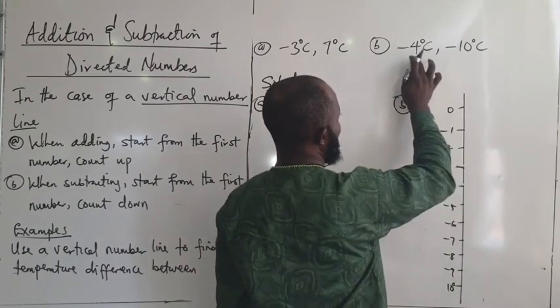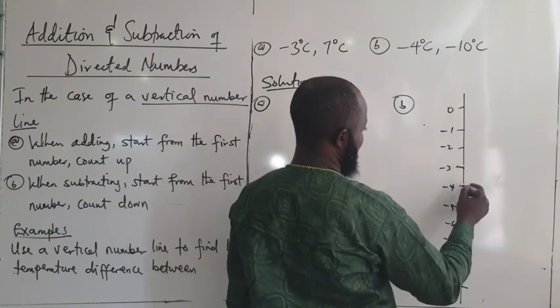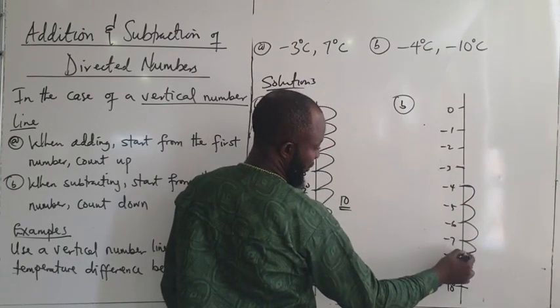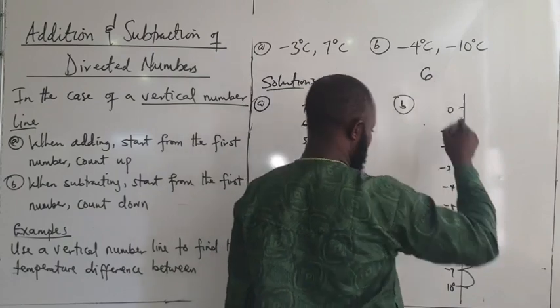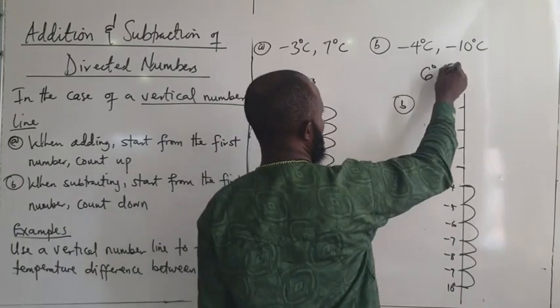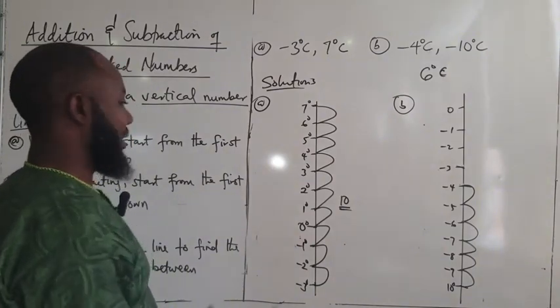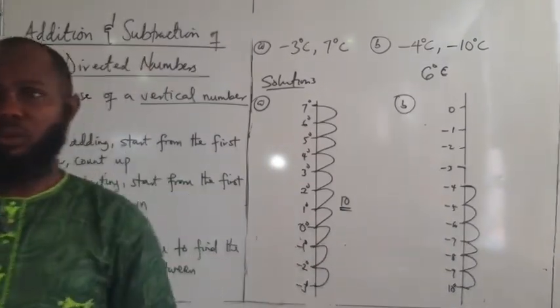So we are considering 4 and 10. This is 4 and this is 10. Let's count what we have there. 1, 2, 3, 4, 5, 6. So the temperature difference is 6 degrees Celsius. Right? So that's the difference between the two. Let's now look at addition and subtraction under this case and see how we're going to solve that.